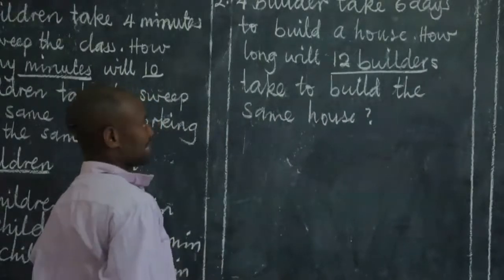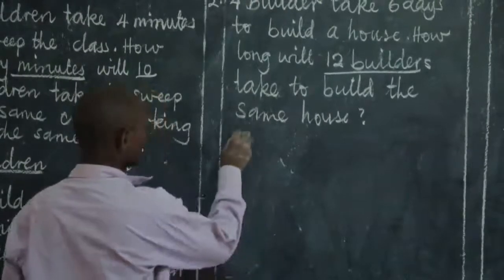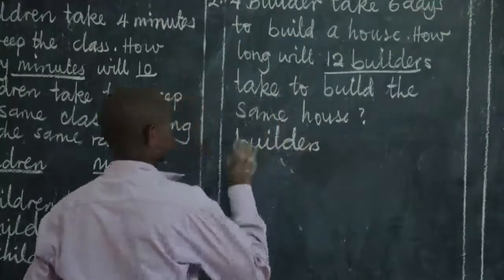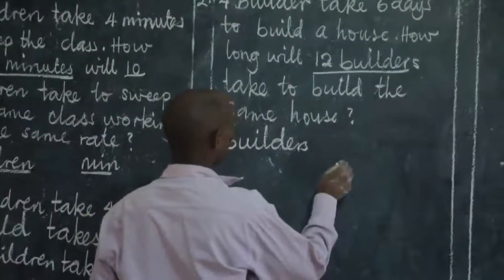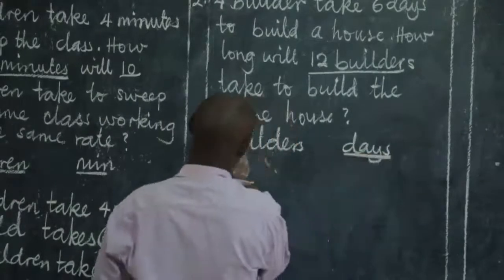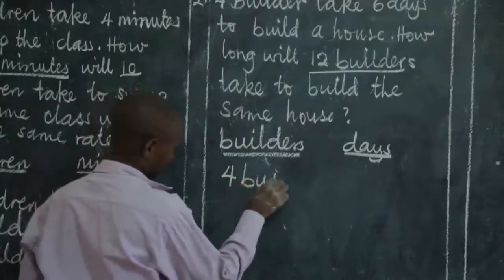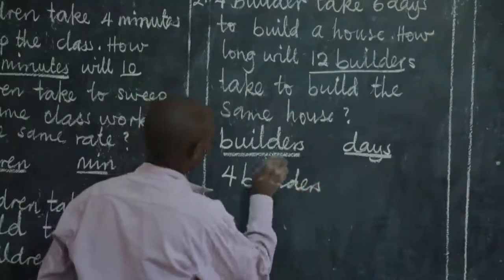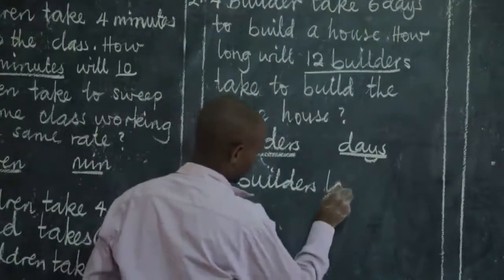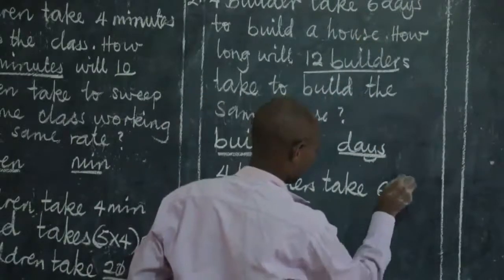How long will they take? So for this case, we are looking for time. So we shall have builders this side. Then we shall have the number of days they will take. Okay? So when there are 4 builders, they will take how many days? 6 days.